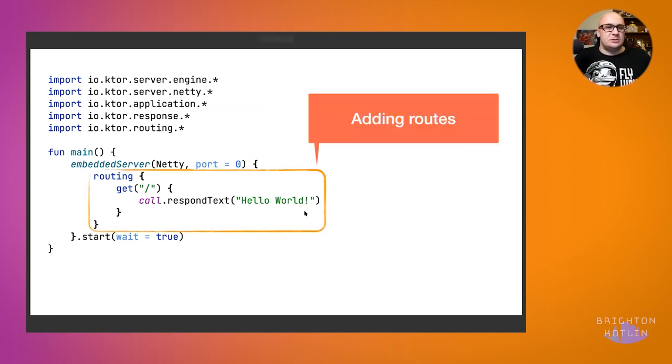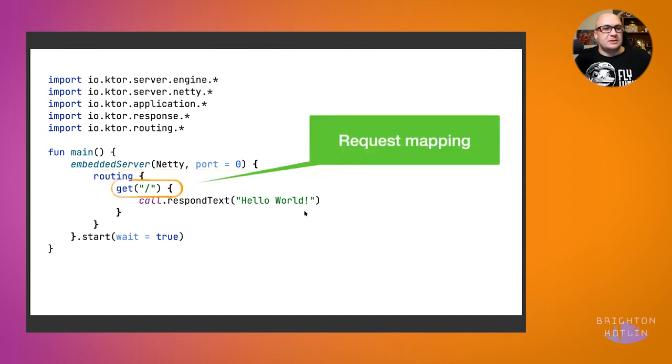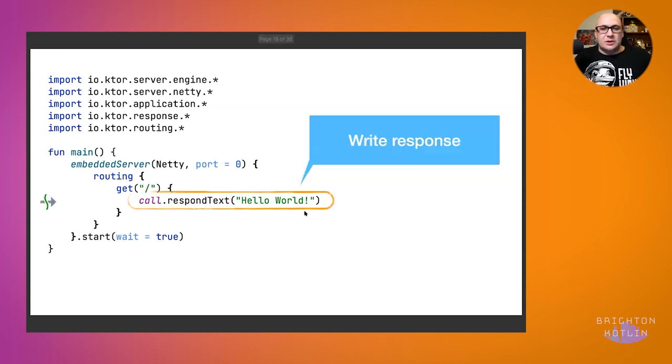And then we have a small DSL that defines routing in your application. So in this specific case, this is the block that defines routes. We have some request mappings there, get methods, post methods, put methods, delete, and so on. And obviously there is a path for that specific mapping. And then we write the response, and the response is actually a suspend function, when we invoke some of the functions on the call, which is the implicit variable inside that block.